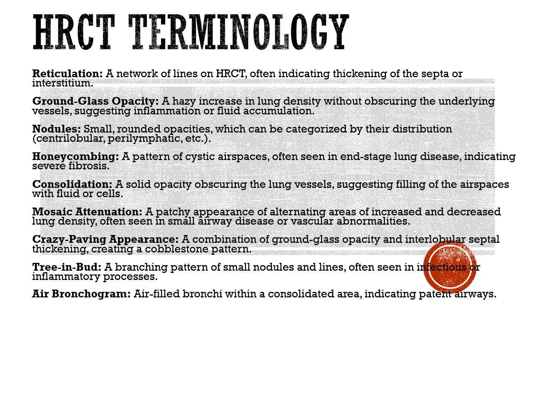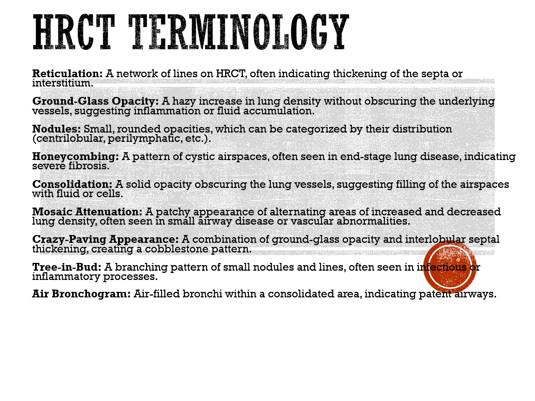This is the list of terminology that I use in HRCT. Reticulation is a network of lines on HRCT which indicate thickening of the septi or the interstitium. Ground glass opacity is a hazy increase in lung density without obscuring the underlying vessels, suggesting inflammation or accumulation of fluid in the alveolar lumina.